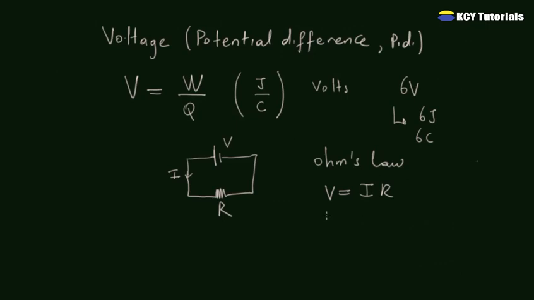So it means that if we plot a graph of current in amps against voltage in volts, we are going to have a straight line that's passing through the origin definitely, and whose gradient here is going to be representing the value of the resistance of the resistor, which is given in ohms.